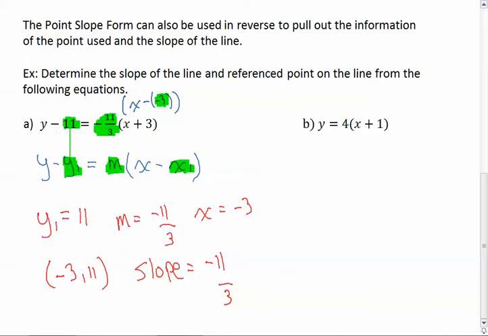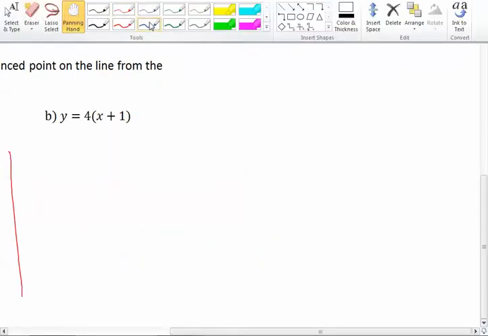So a really nice way to pull out the information. Okay? So let's try the same thing with b. I'll pause here and we'll see how people do. So let's take a look here.